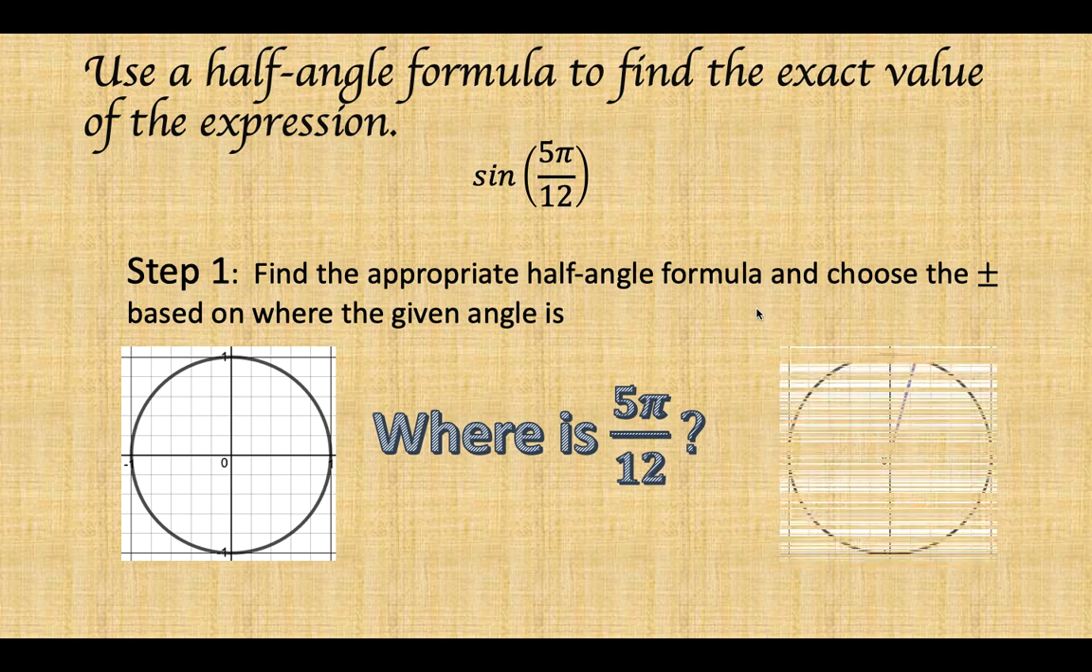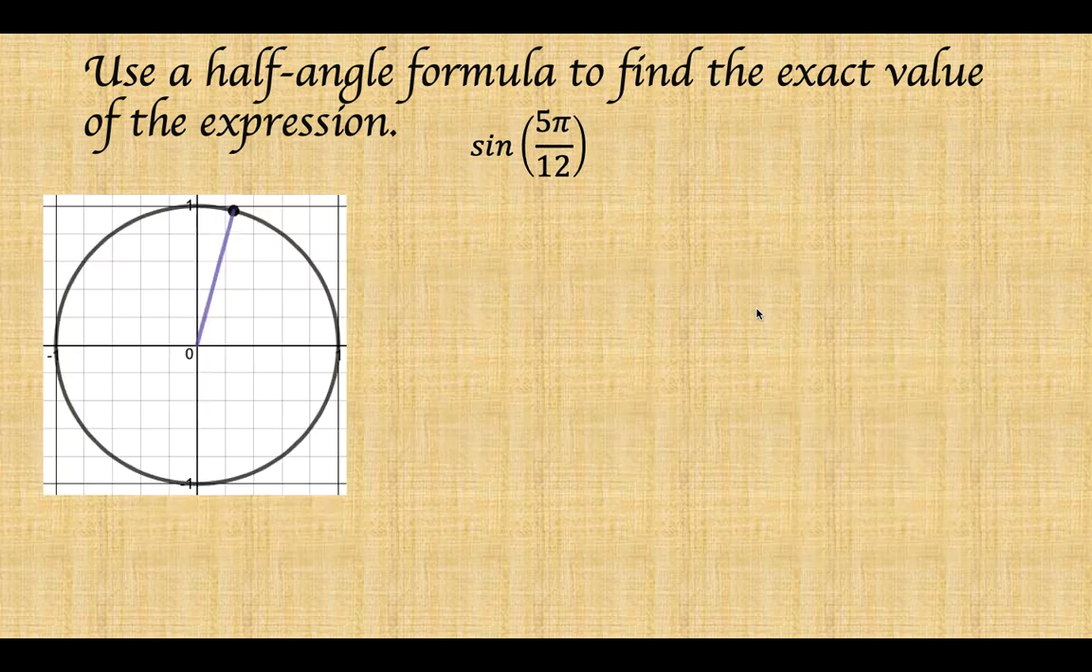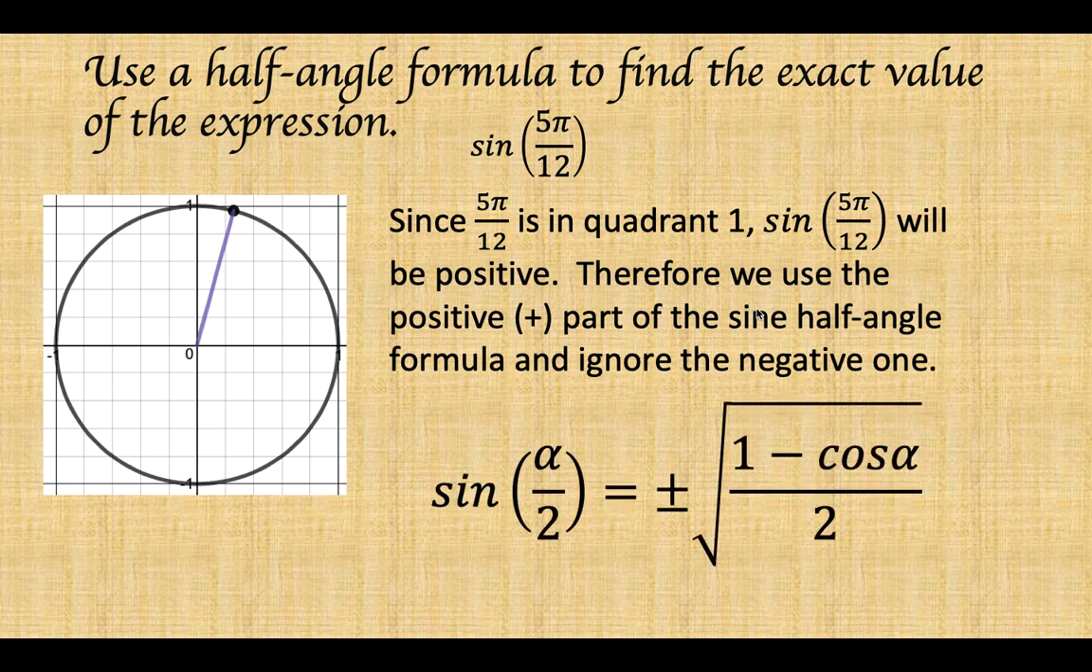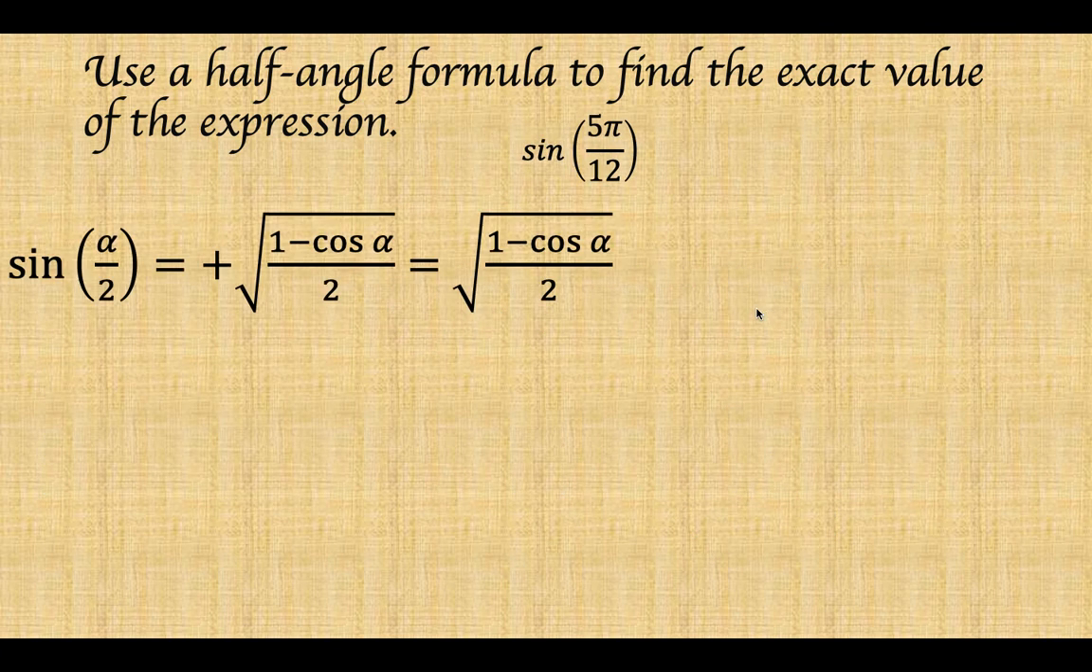So 5 pi over 12 would be approximately in the first quadrant, approximately right where I drew that in that other circle there. All right, so since it's there, we are going to use the positive part of the half-angle formula for sine. Since it's in quadrant 1, sine of 5 pi over 12 will be positive. We're going to use the positive part of the sine half-angle formula, not the negative one. We're just going to ignore that. When we use the positive part, we don't really need to write the plus sign. It's just implied that it's positive if we don't write it.